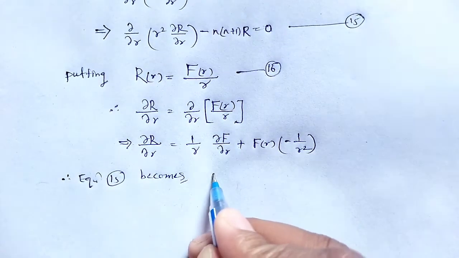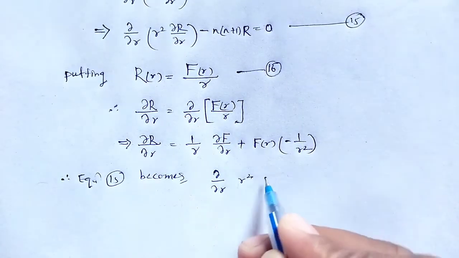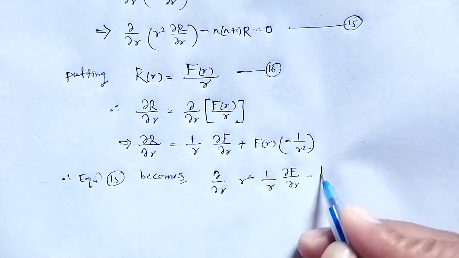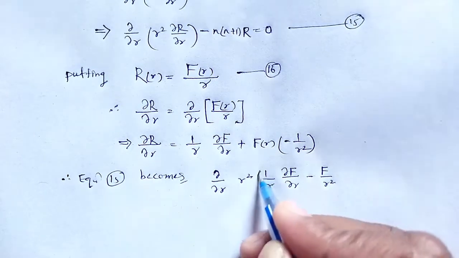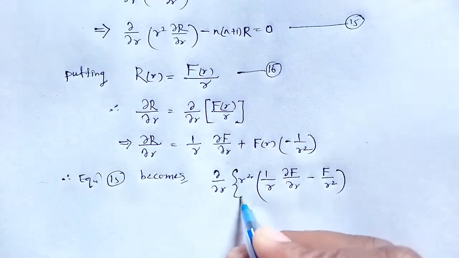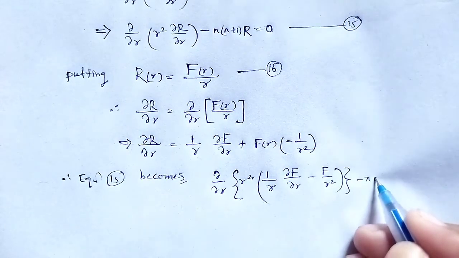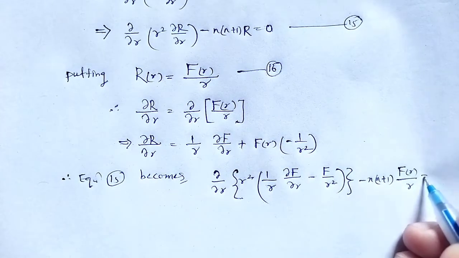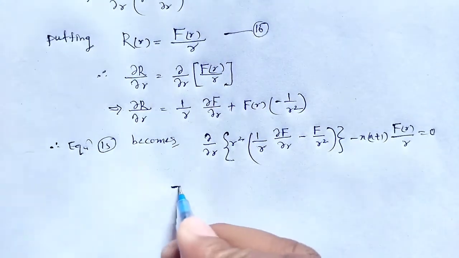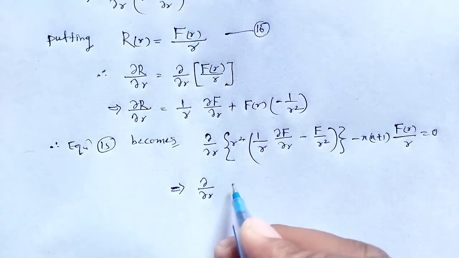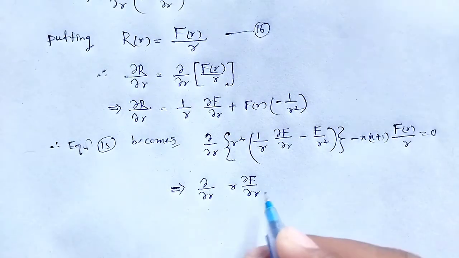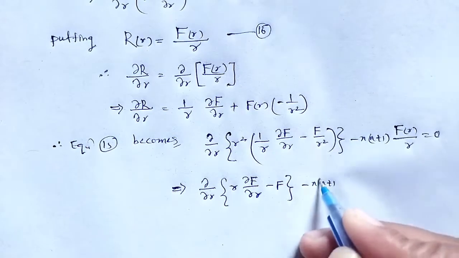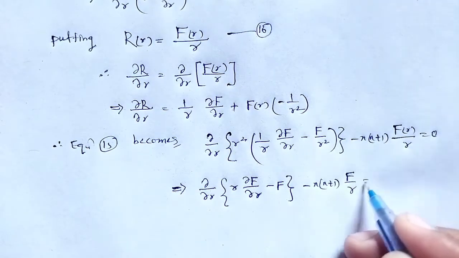del by del r of r square into (1 by r del f by del r minus f by r square) minus n into n plus 1 f of r divided by r is equal to 0, which implies del by del r of (r del f by del r minus f) minus n into n plus 1 f by r is equal to 0.